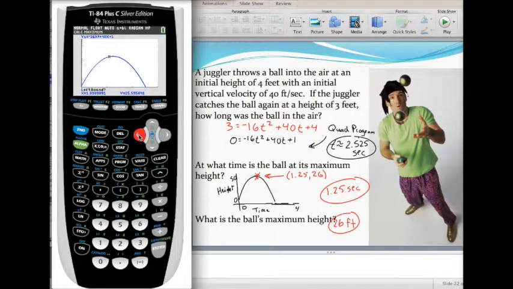They'll say go to the left of the maximum, go to the right, and then guess. So over here, that's to the left. Just be somewhere to the left, not too close to it that you miss it. Move over somewhere to the right and press enter. And then your guess is just press enter again.